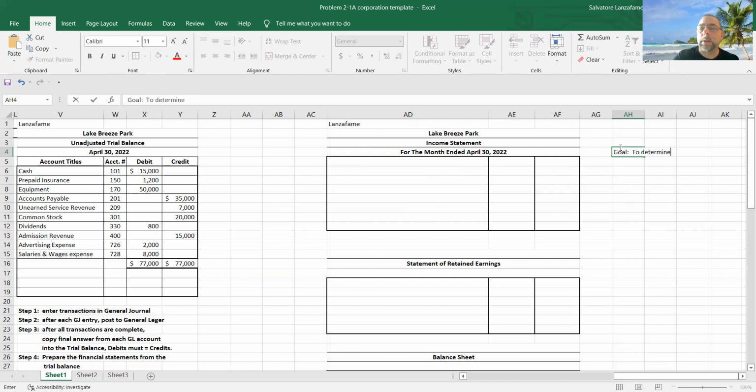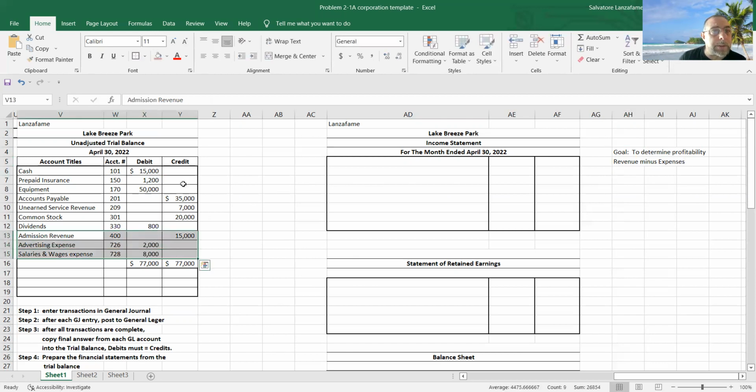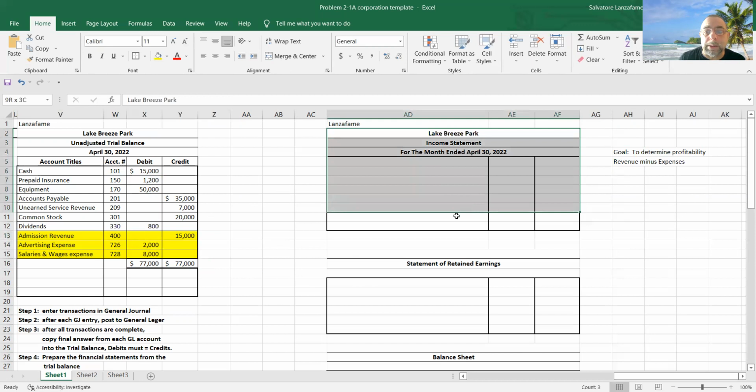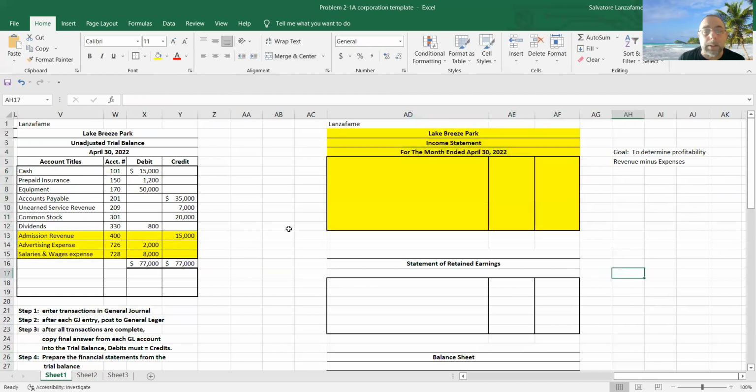Okay. In case you're not sure what an income statement does, the goal of the income statement is to determine profitability for the company. And you do this by going revenue minus expenses. So out of all the stuff that you see in the trial balance over to the left, the only stuff that goes into your income statement are the revenues and expenses. So let me highlight what's going in. That's all that's going into this document. So let's actually make this document yellow. So only the yellow things from the trial balance are going in here.